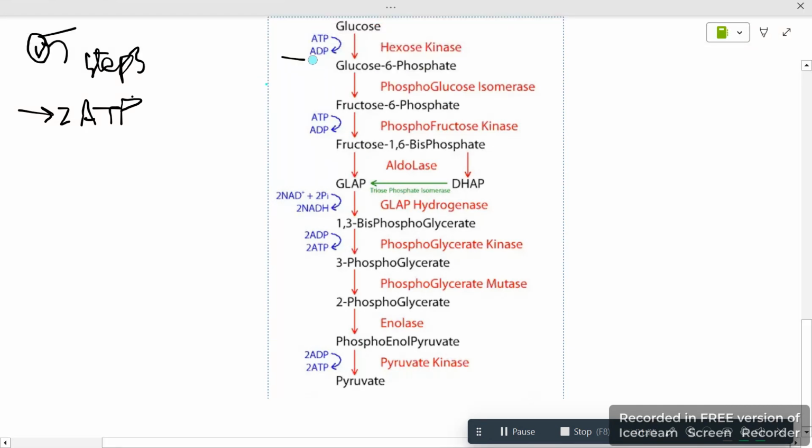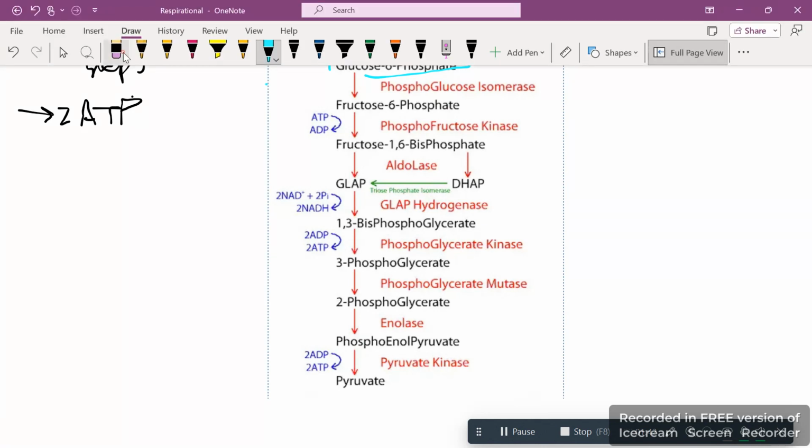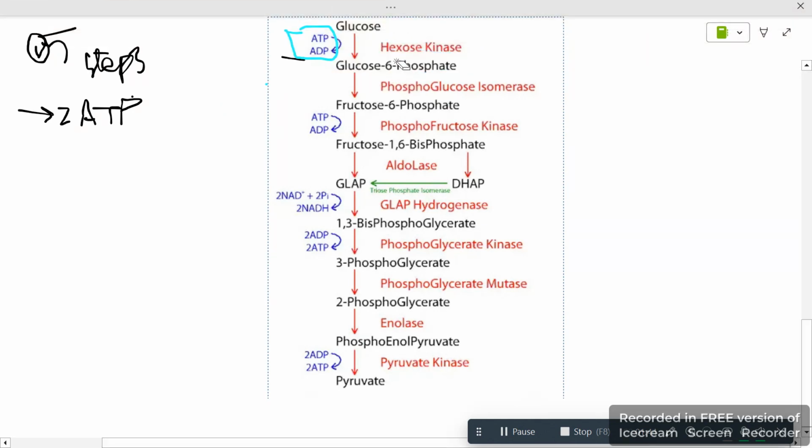So here this means glucose, where ATP would be converted to ADP, and that will make glucose 6 phosphate. Here the enzyme which is used is known as hexokinase. This is a very important point you need to remember.